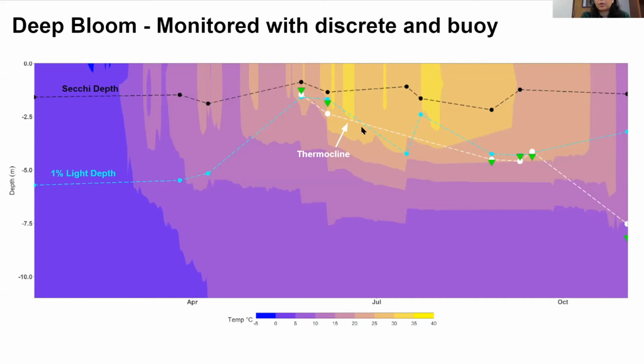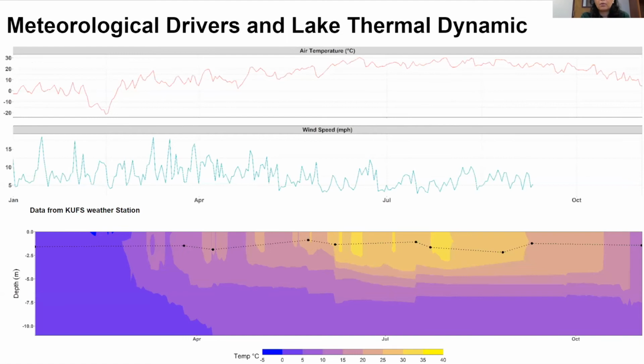And as we get closer to the fall, we can see that the bloom depth even passes the light depth, and it's getting closer to the thermocline. So the impact of the thermocline on the bloom depth is kind of obvious in this image, but we want to see also what are the other meteorological factors or drivers that impact these thermal regimes of the lake.